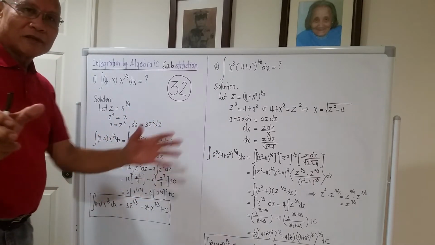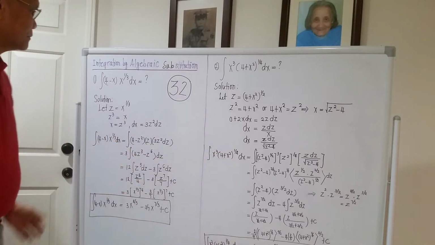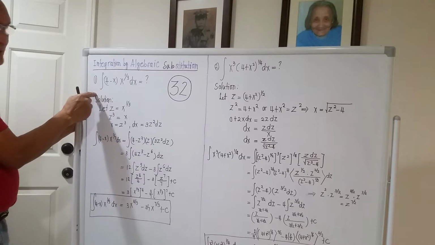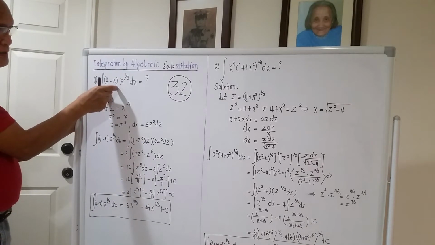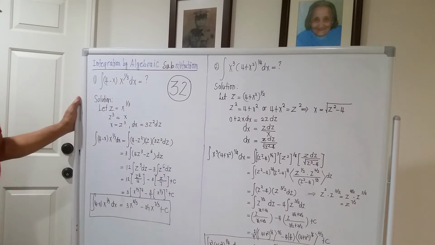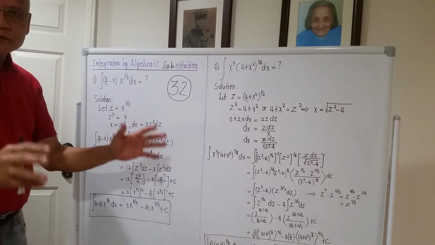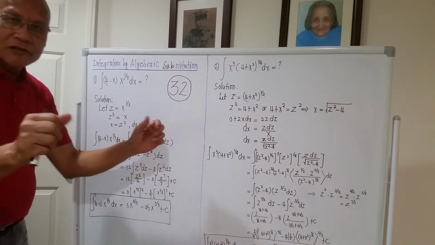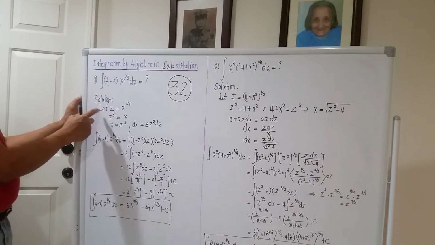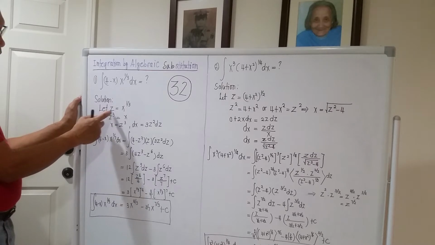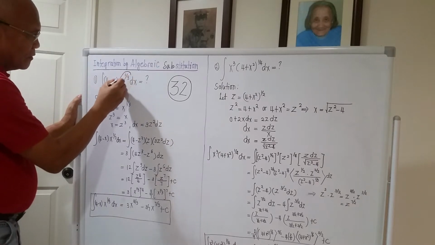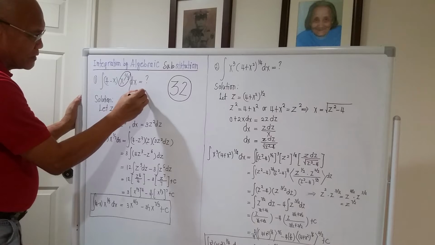Let's proceed with example number 1 for tonight. The given problem is the integral of quantity 4 minus x, x to the 1/3 dx equal to. Let's try to bring out the solution of this by using algebraic substitution. We let z equal to x raised to the 1/3.